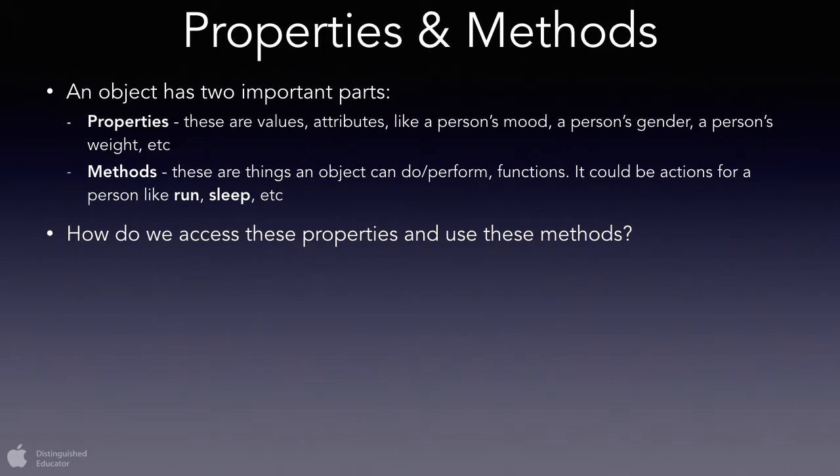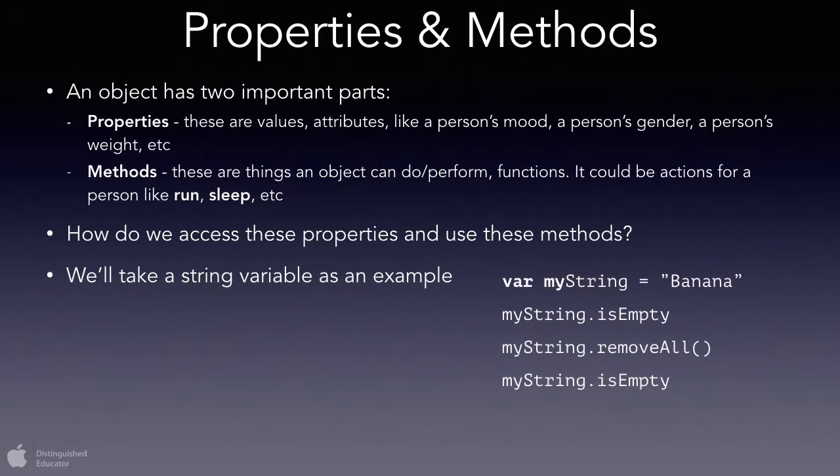But how do we access these properties and use these methods? Let's look at the string variable as an example. So here I've constructed a string, and then I'm using is empty, which is a property. I write my string to bring up the variable, and then I write a dot, and then I'll get lots and lots of alternatives to pick from, and is empty is one of them. In this case, this property is false, and it is a property.